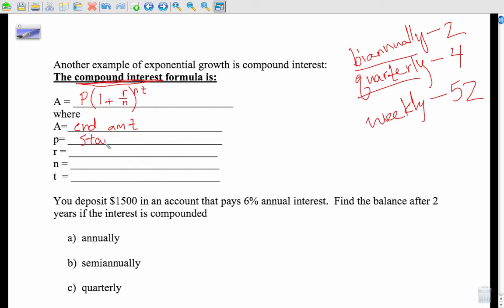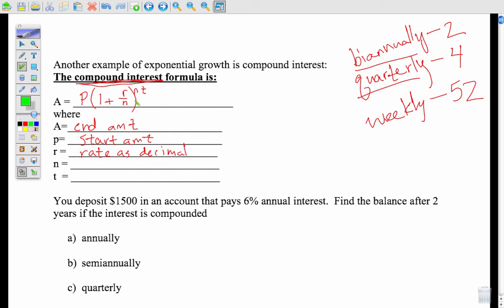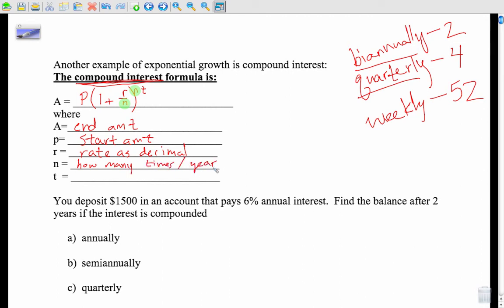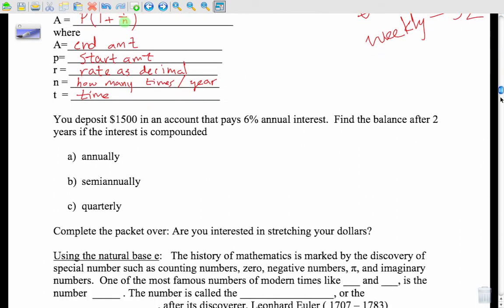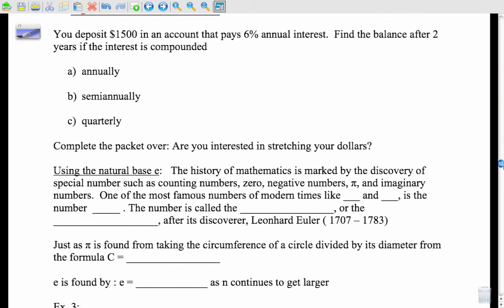So the A is your end amount again. This always equals your end amount. Your P is how much you started with. They call it principal, but I'm going to call it start amount. Your R is the same thing as it was in the previous problems. It's your rate as a decimal. The only new thing we're throwing in here is we now have an n down here and an n up here, where this n stands for how many times a year is it happening? How many times per year? And your T again is the time involved in this.